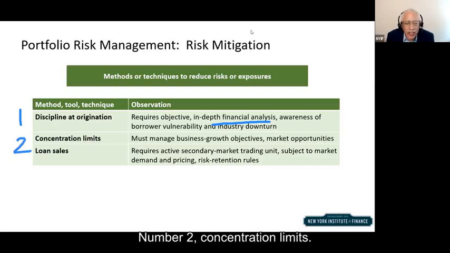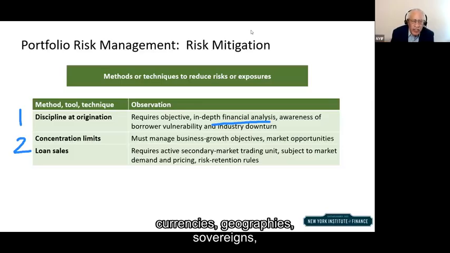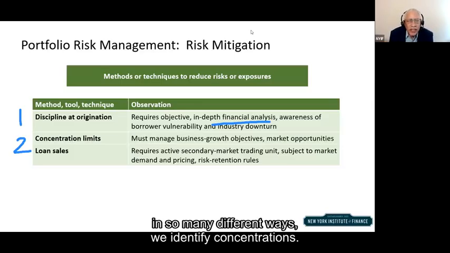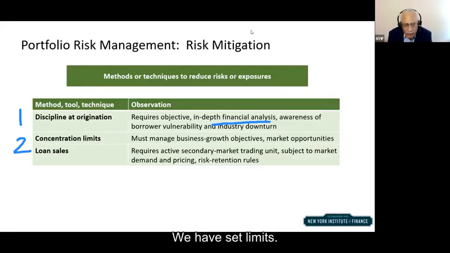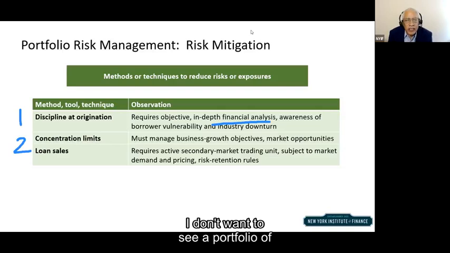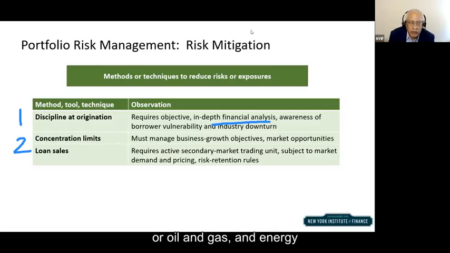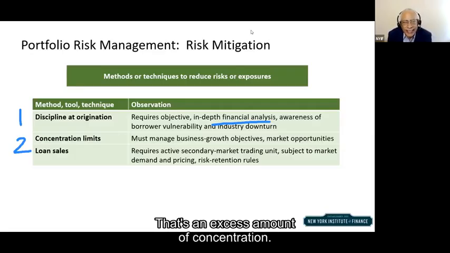Number two, concentration limits. This is what we're talking about by industries, countries, products, currencies, geographies, sovereigns, in so many different ways. We identify concentrations, we accept limits, and we execute policies that put limits on the concentration in the portfolio. I don't want to see a portfolio of bank loans of which 75% could be real estate, or oil, gas, and energy related loans could be 60%. That's an excess amount of concentration.